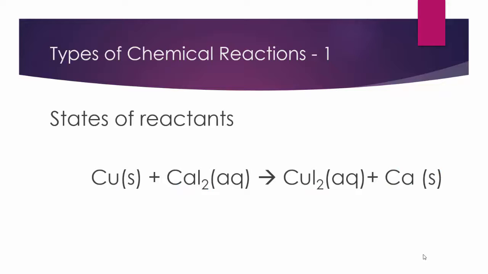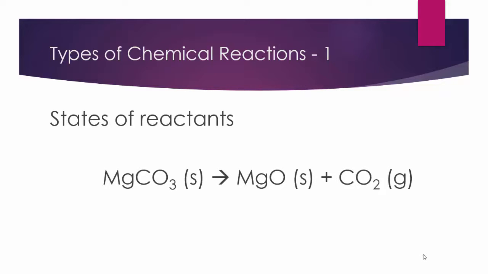And so you write the state of the reactant next to the reactant. So here, solid copper, aqueous calcium iodide produces aqueous copper 2 iodide and calcium. Here, magnesium carbonate, which is a solid, produces a solid and a gas, magnesium oxide and carbon dioxide respectively.